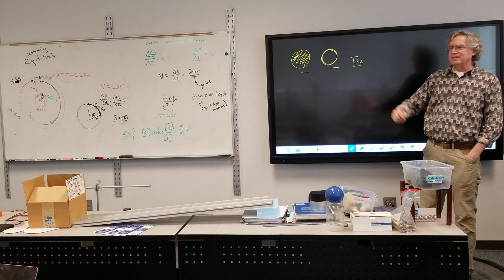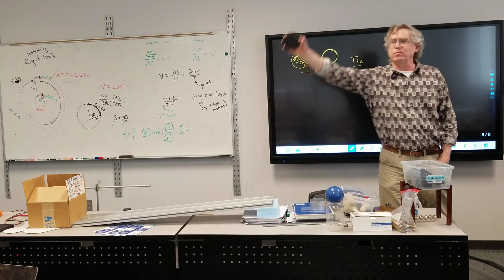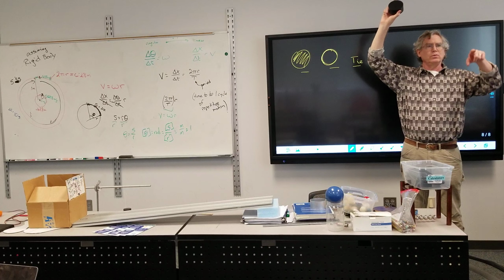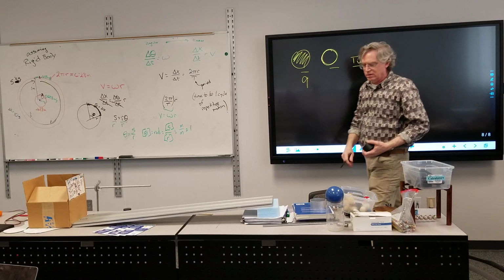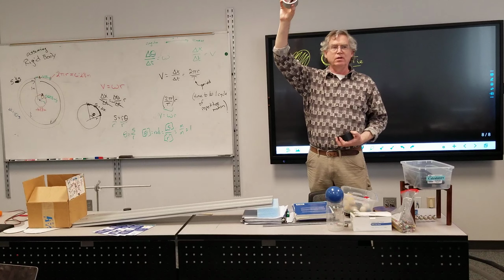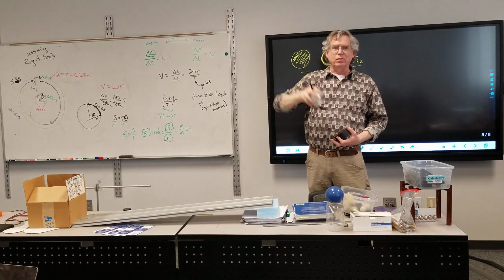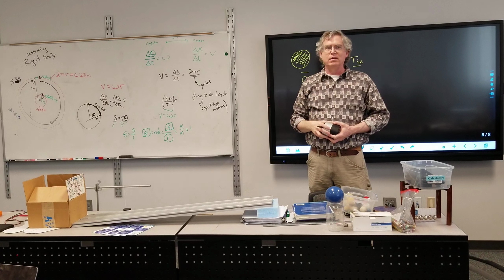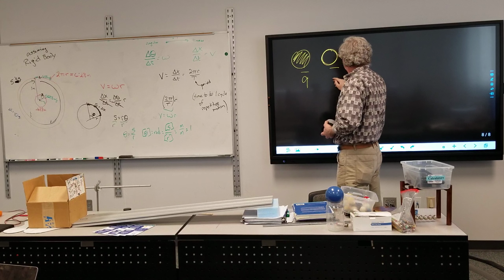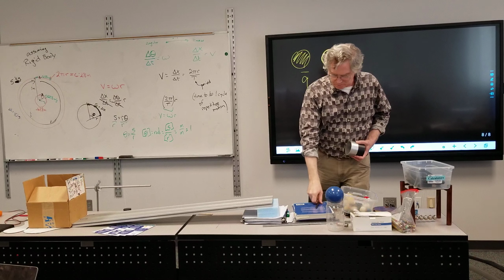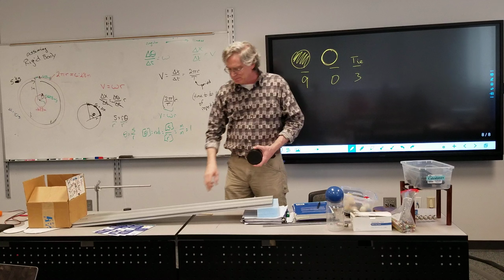Who thinks it's the solid disc? Solid disc is going to win: 1, 2, 3, 4, 5, 6, 7, 8, 9. Who says the hoop? No one. Who says the tie? 1, 2, 3. Let's find out.